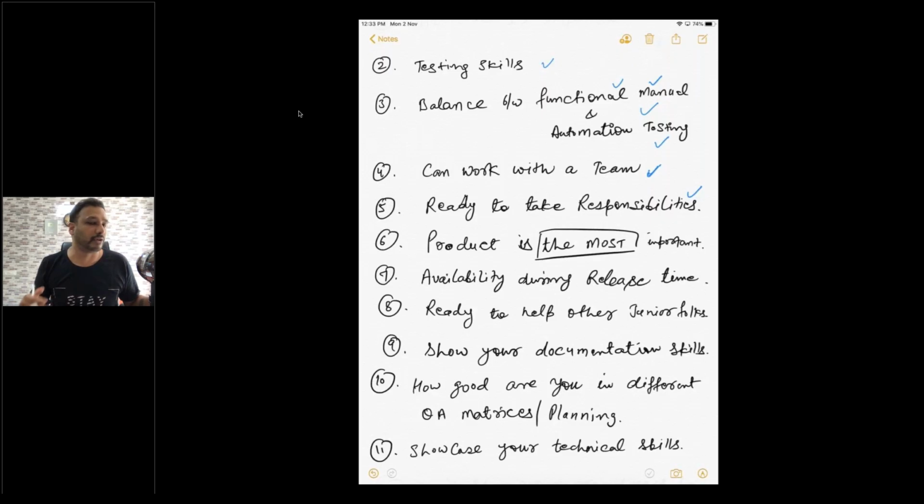It depends on your bandwidth or on your experience also. If you are, let's say, a more than 10 years or 15 years experience person, then definitely they're expecting a lot from you in terms of responsibilities. So always show that, whether you are a fresher, 2 years, 5 years, or 10 years experience person, yes, I'm ready to take responsibilities. I don't want it to be that someone is giving me the work and then I'll be doing it.